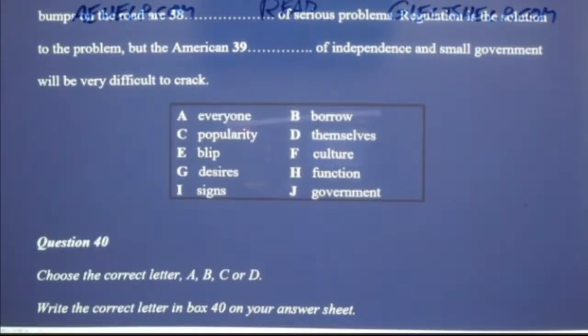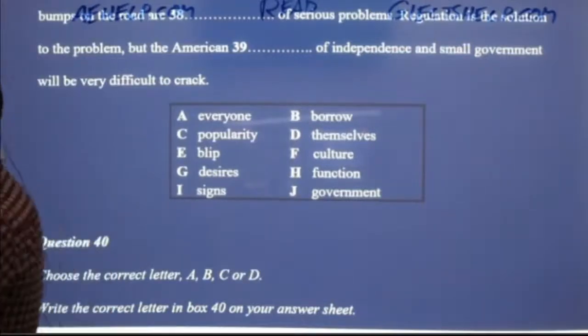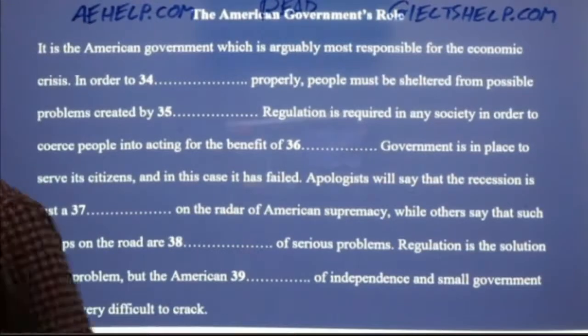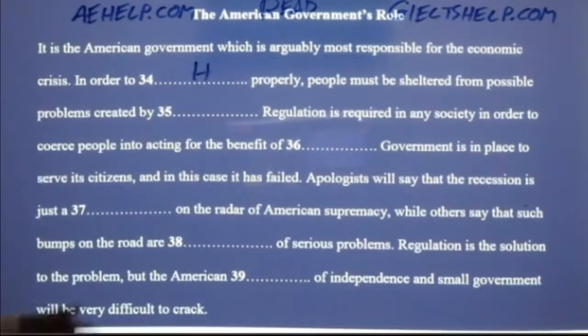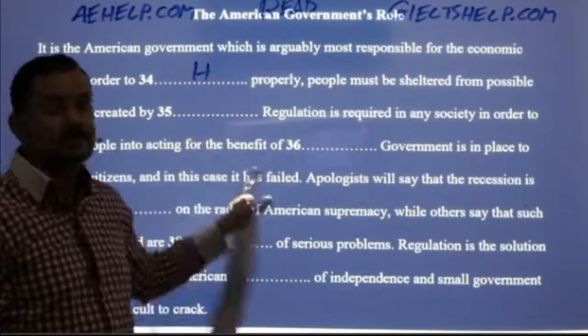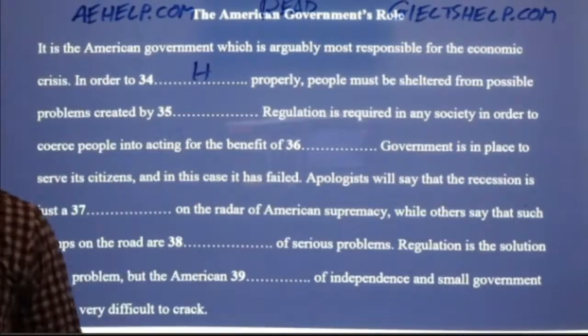It's in there. If you have the perfect match, go with it. Okay. Don't choose anything different. So in order to function properly, people must be sheltered from possible problems created by something. Okay. What is it created by? So what are the problems created by?